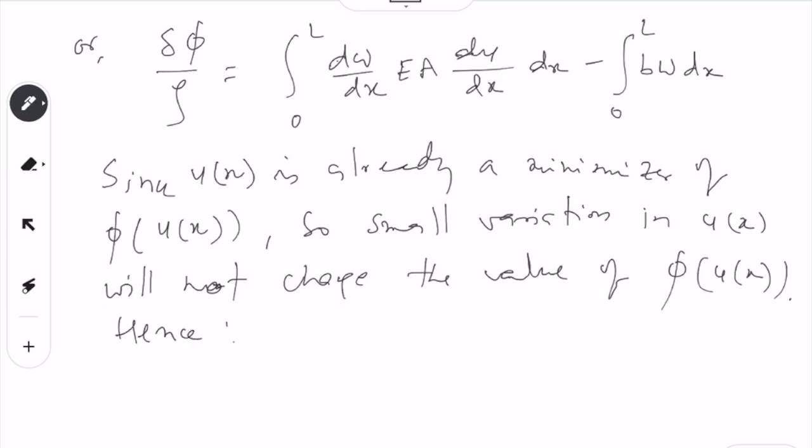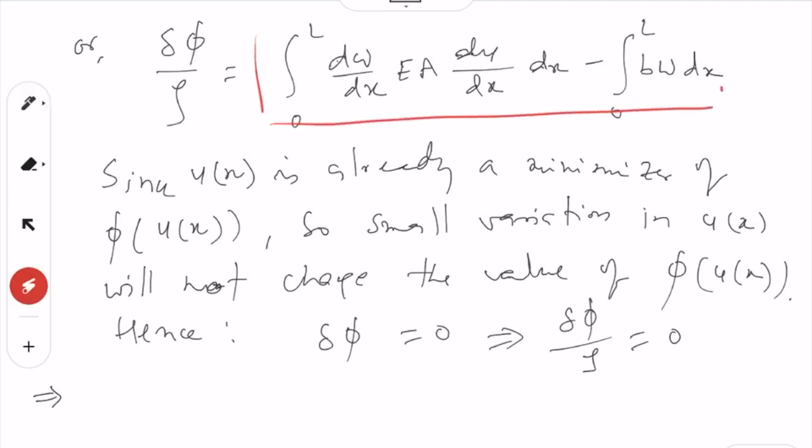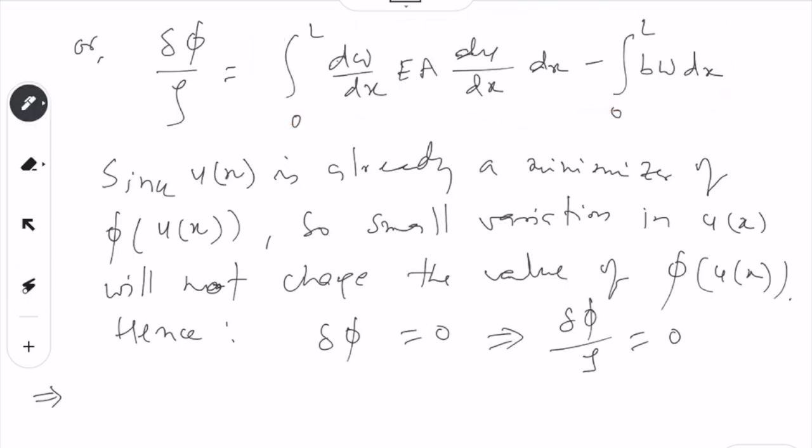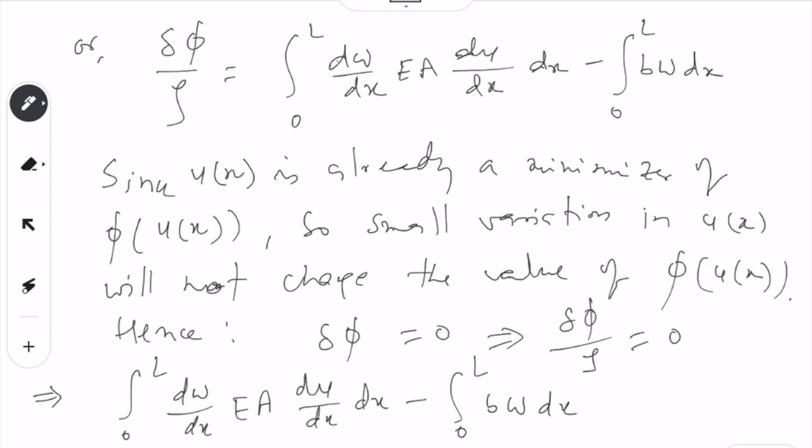Hence, del phi should be equal to 0. That tells us that del phi over del zeta should be equal to 0. That tells us that simply this whole term should be equal to 0. So, this will be integral 0 to L dw over dx Ea du over dx, minus integral 0 to L bw dx equal to 0.